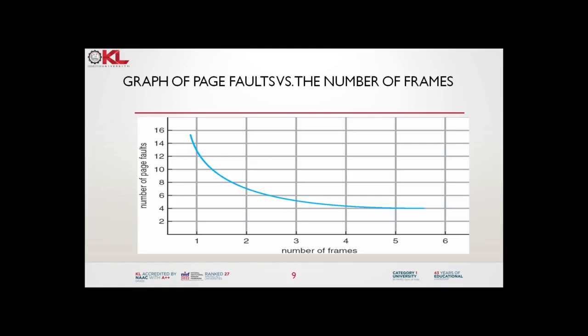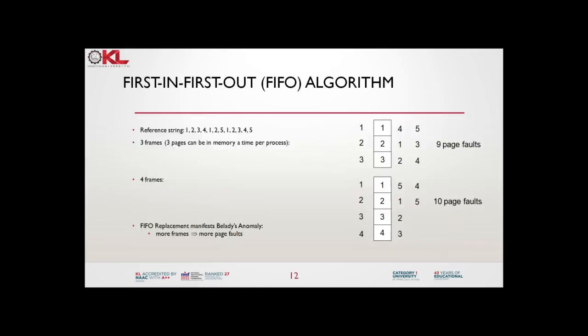Now, what is this diagram telling? When you try to increase the number of frames, it should reduce the number of page faults, right? We will see whether this is true or not. We will see this with the help of a new reference string represented here in this slide.